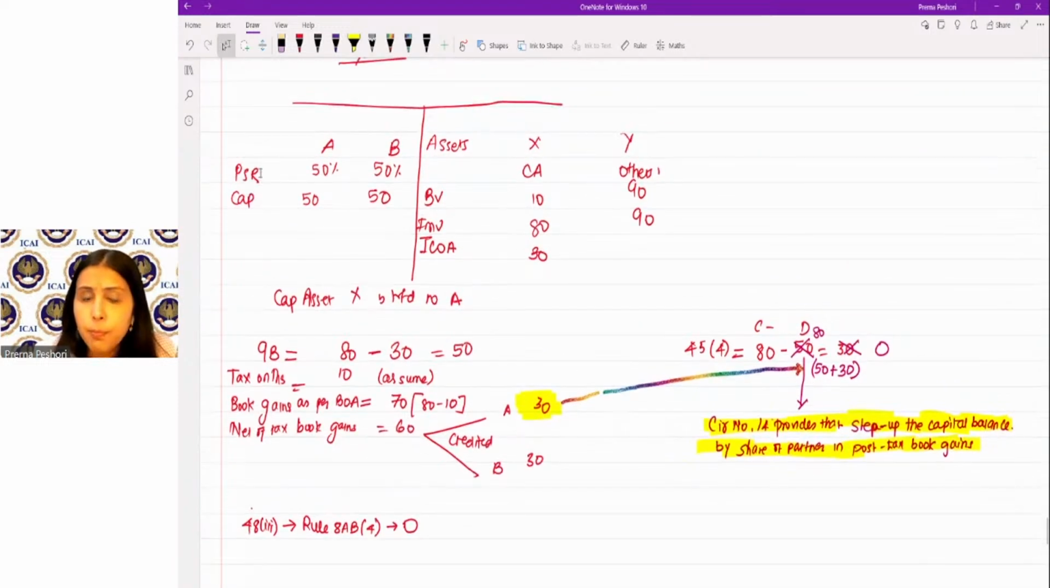Book value of 10. 45.4 says what, Gopika? 45.4 is B plus C minus D. Where is the question of book value there? B is the money received, C is your capital asset value, the FMV of that, and D is the capital balance. So where is the question of book value in 45.4, Gopika? Okay.